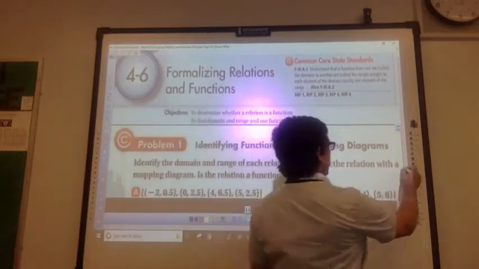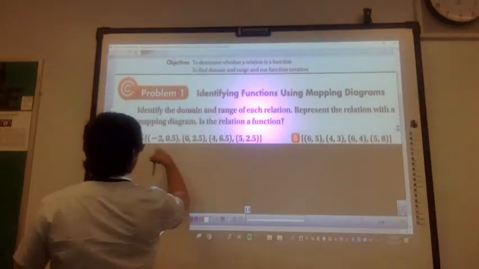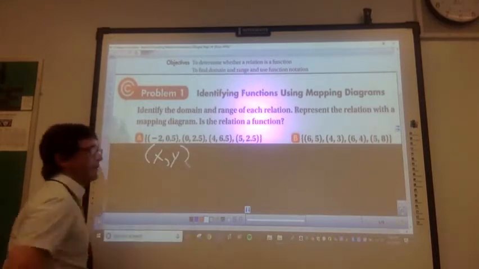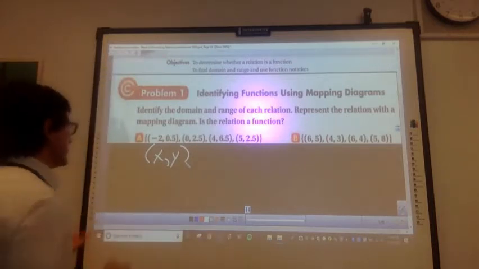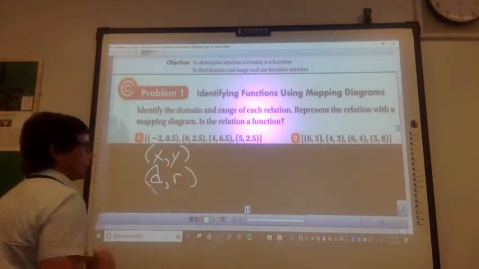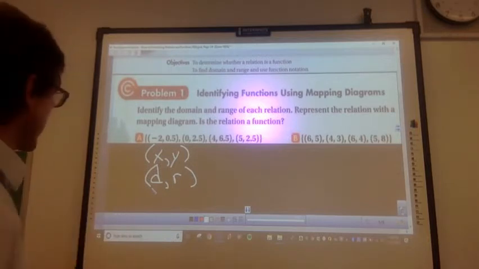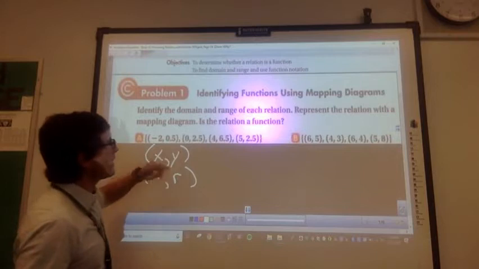So you may or may not remember that when you write an ordered pair, as we have one here, the ordered pair goes in alphabetical order, X then Y. When we talk about domain and range, domain is X, range is Y. They also go in alphabetical order. Makes it easier to remember. Domain is X, range is Y.